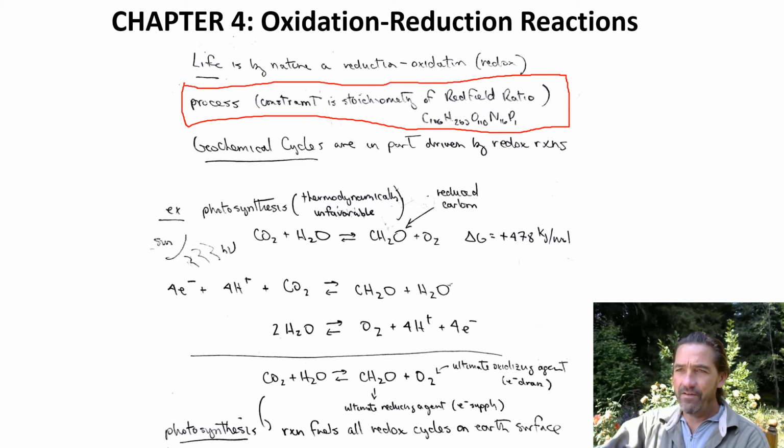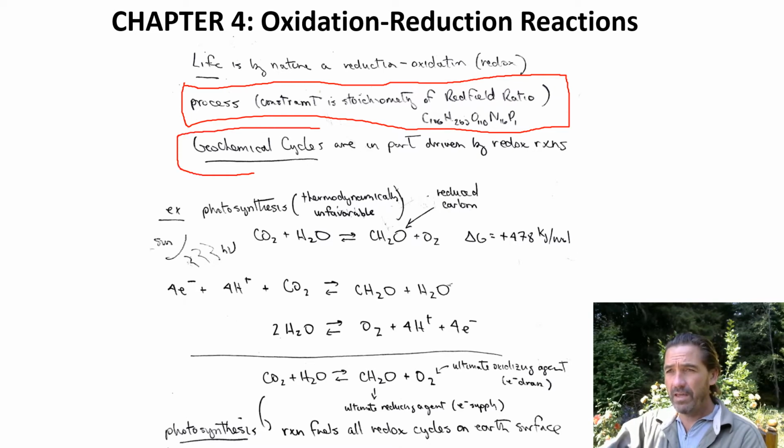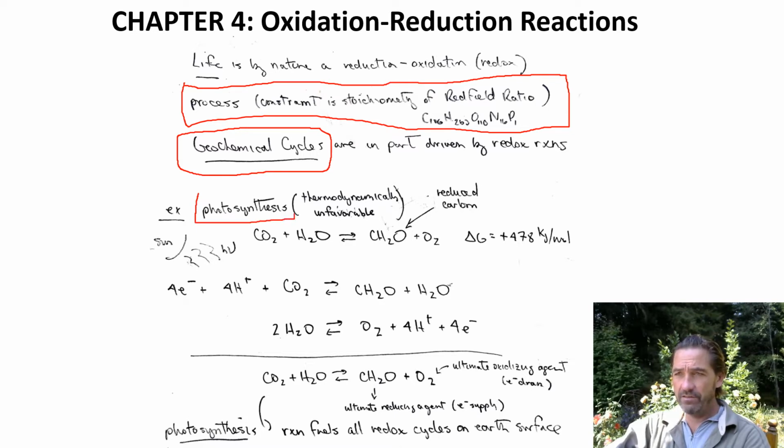So it is life that drives a lot of these reactions, and they play a big role in geochemical cycles. And for the main reaction that drives all redox reactions in the biosphere, it is photosynthesis that initiates this process. So let's look at photosynthesis again in the context of oxidation reduction reactions.